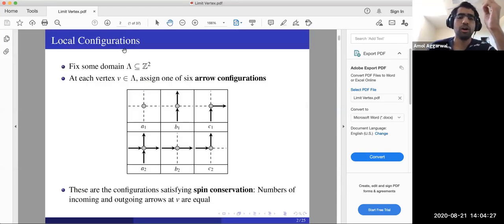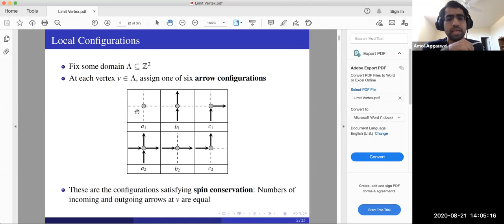Okay, so let me just start by describing the model. I think we've seen it before in several other talks in this summer school, but I'll just redefine it. We'll fix some domain of Z^2, let's call it lambda. In each vertex of lambda, we'll assign one of 6 possible arrow configurations. At each vertex, there are going to be some number of incoming arrows and some number of outgoing arrows that satisfy the property that the number of incoming arrows is equal to the number of outgoing arrows. This is called spin conservation. As a consequence of spin conservation, which you can quickly see, there are 6 possible local configurations of arrows at each site.